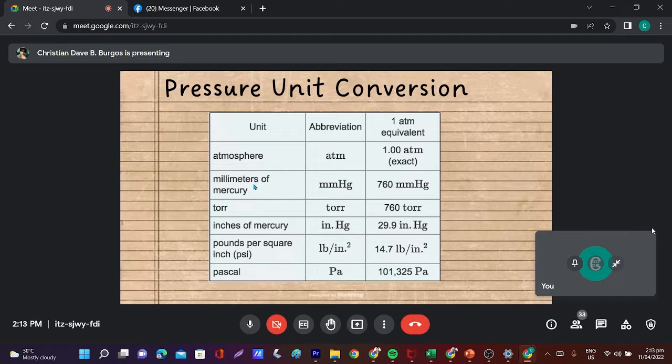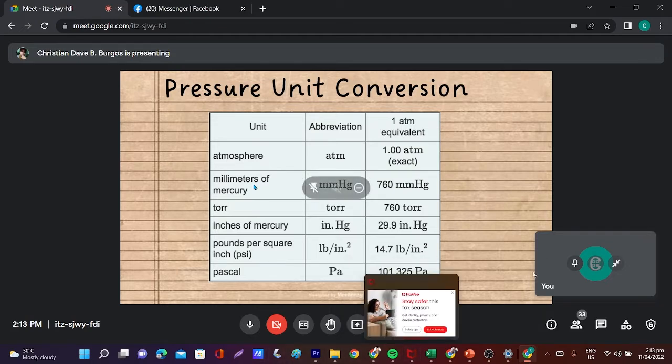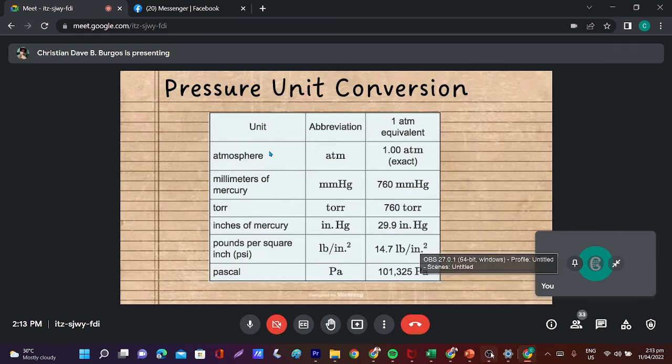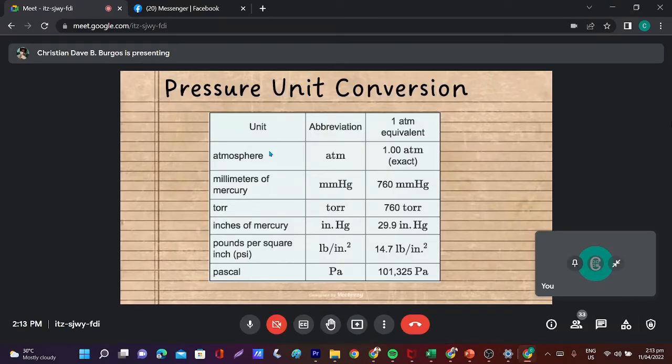In the first column, the units. The second is the abbreviation, and the third one is the equivalent. So the atmosphere or ATM is definitely 1 ATM. Then next is millimeter of mercury or mmHg. 1 ATM is equals to 760 millimeter of mercury. Next is torricelli or torr. 1 ATM is equivalent to 760 torr.